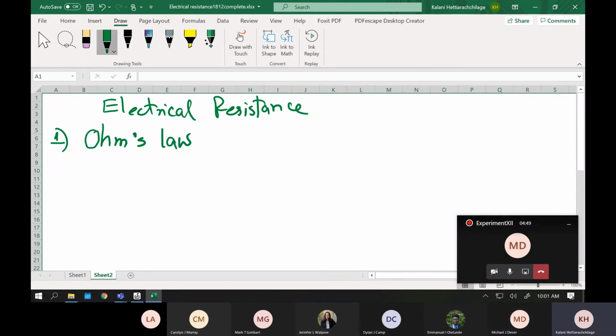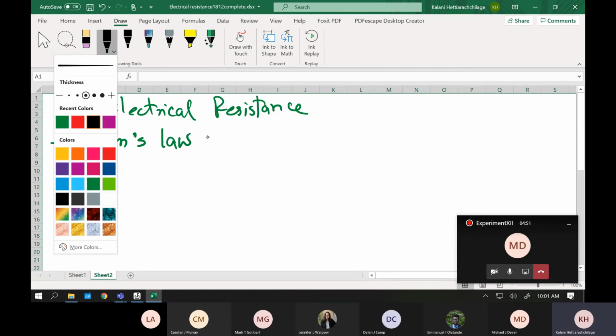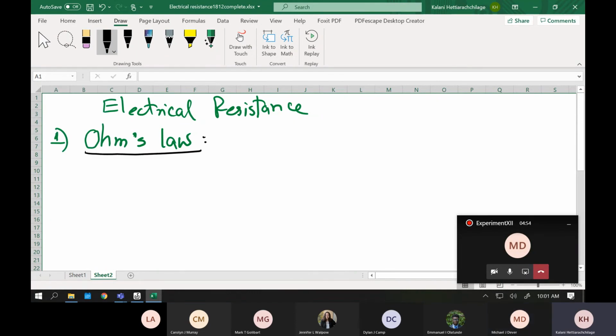I know that the green is not a good color. Let me change that. So we're going to talk about Ohm's law a little bit. What Ohm's law says is that if you take the voltage to resistance ratio, that will be a current, right? So basically, what is the relation between voltage and current? That is called Ohm's law.